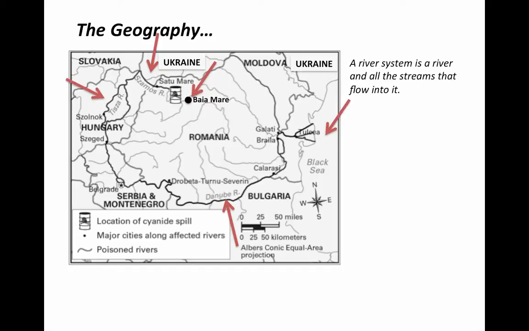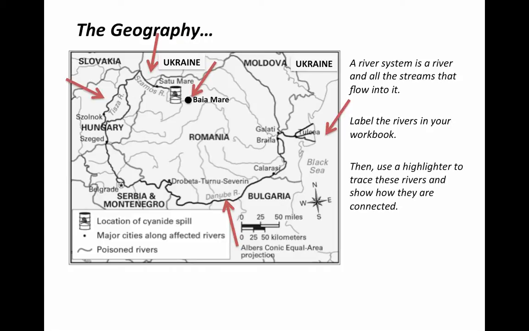Next, comparing your map to the one shown here, label the rivers in your workbook. Then, use a highlighter to trace these rivers and show how they connect to each other. You can pause this video if you need more time.